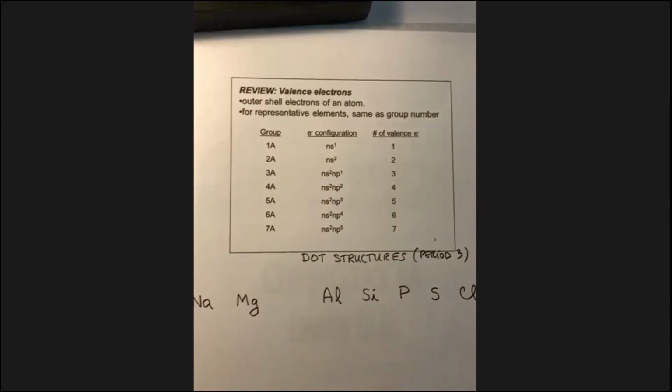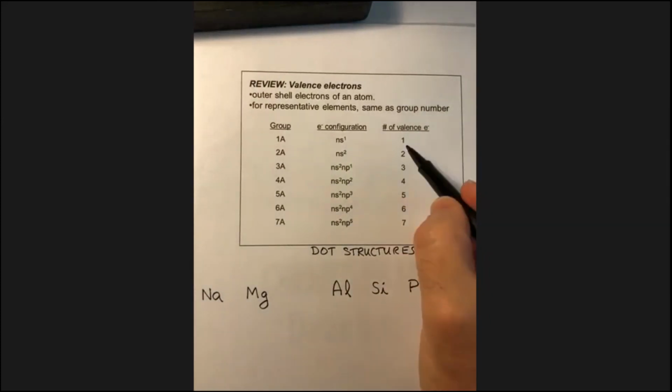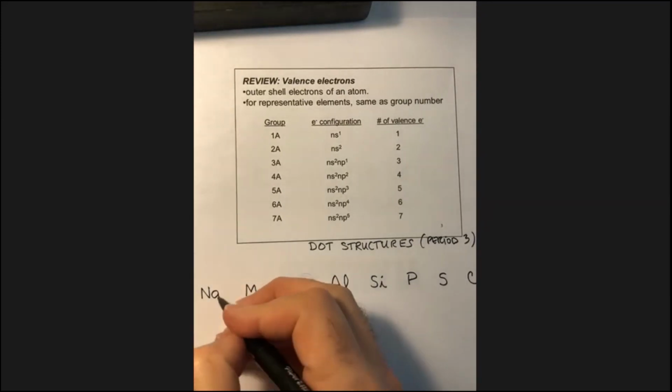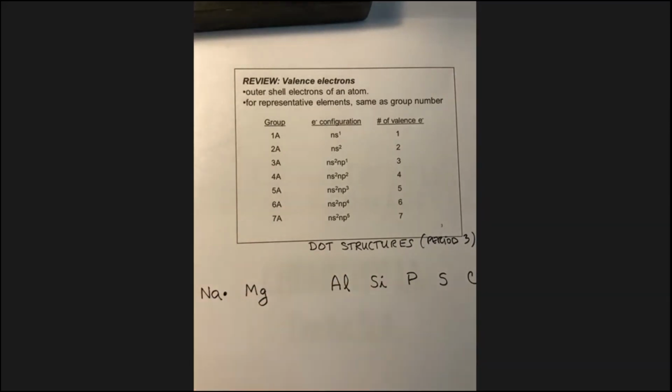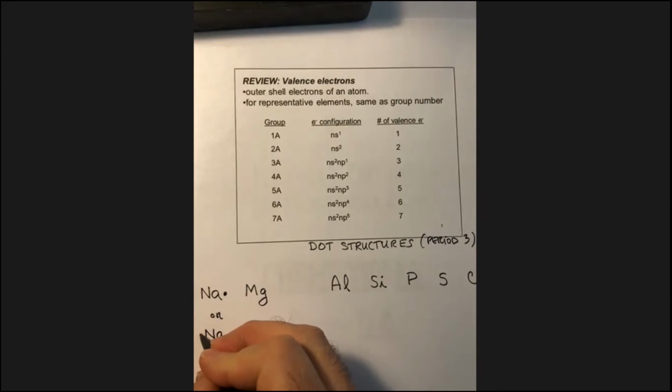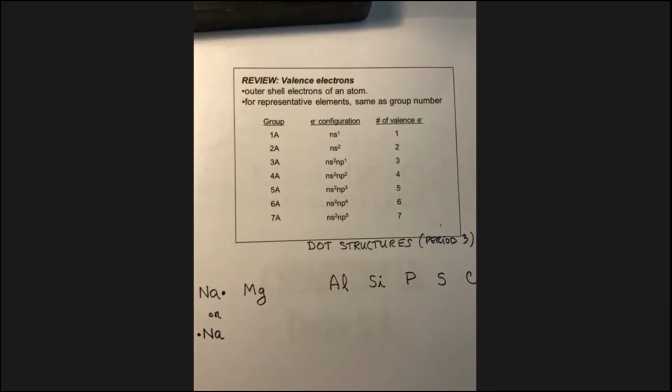Okay. Remember, each one of these has this many valence electrons, and what we're going to do is represent each valence electron in the valence shell as a dot. So for sodium, I'm going to put a dot in there. It doesn't have to be there; I could put it on the other side, anywhere around. It's just a representation. The symbol tells me which element it is, and the dot tells me how many electrons there are in the valence shell.